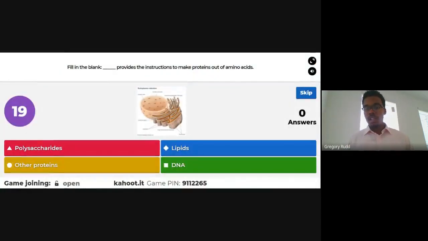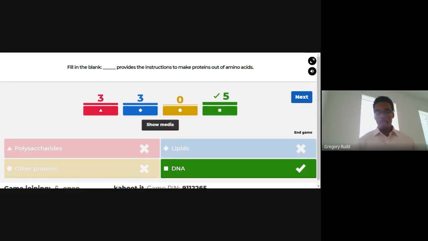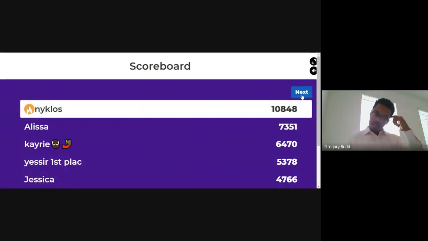What provides the instructions to make proteins? What provides the instructions? DNA provides the instructions. Good.